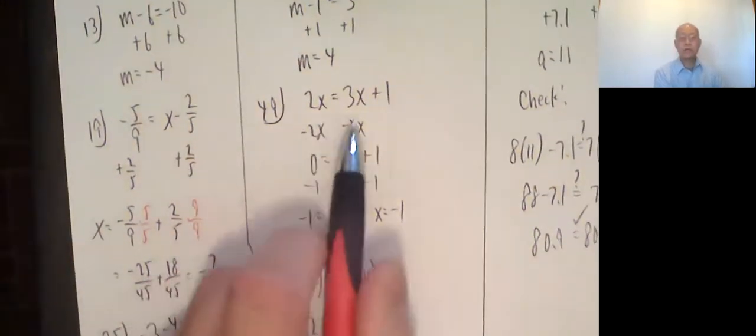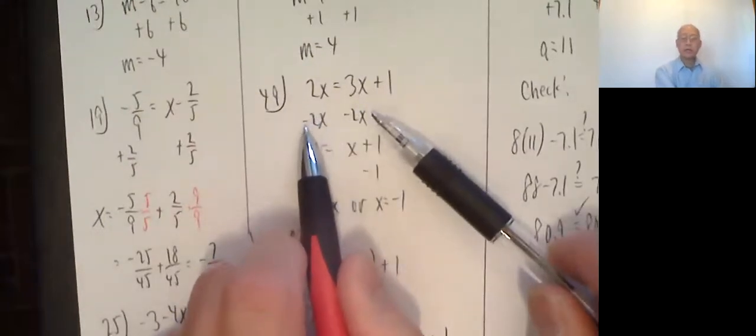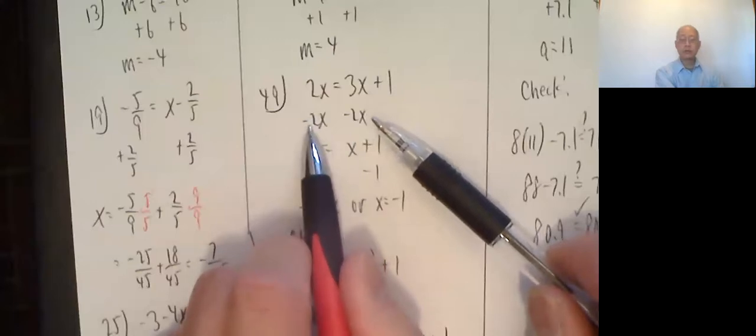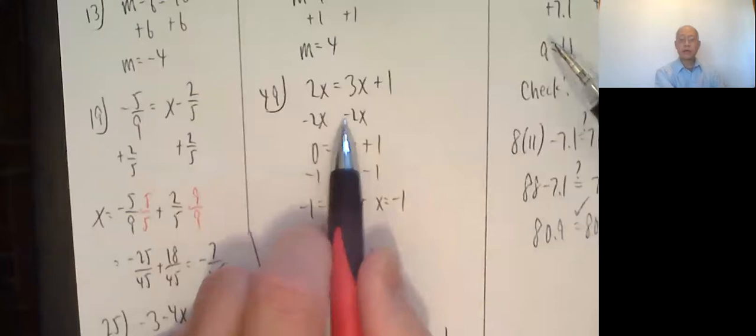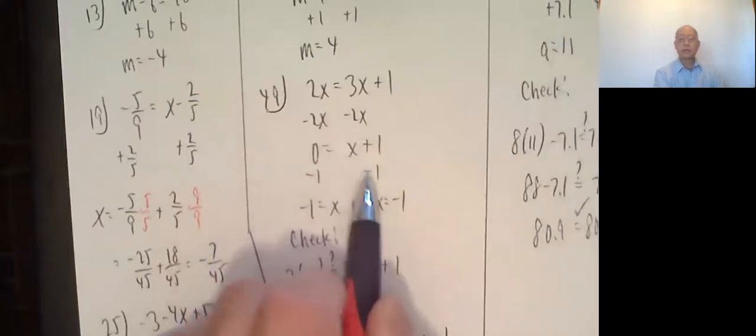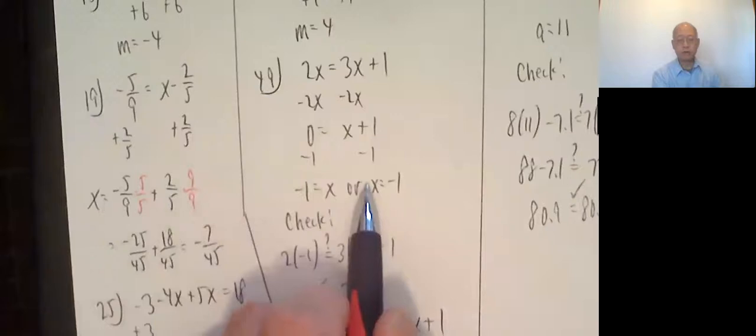49, 2x equals 3x plus 1. If you have x on both sides, then you get x all on the same side, preferably with a positive sign. So subtract 2x on both sides. 2x minus 2x is 0. 3x minus 2x is 1x, which is x. And now I subtract 1 on both sides. So negative 1 equals x, or x equals negative 1.